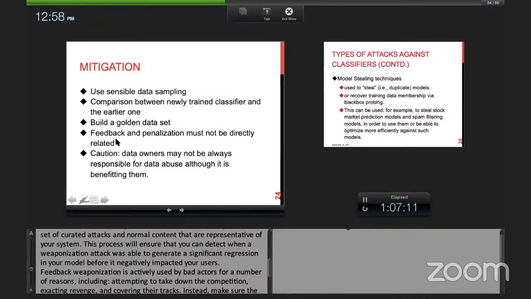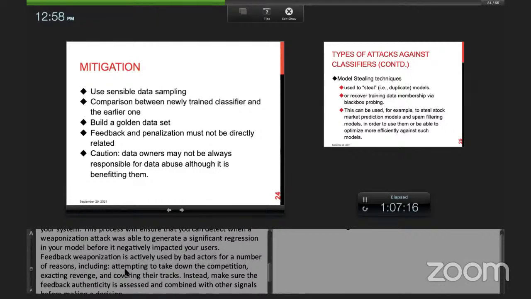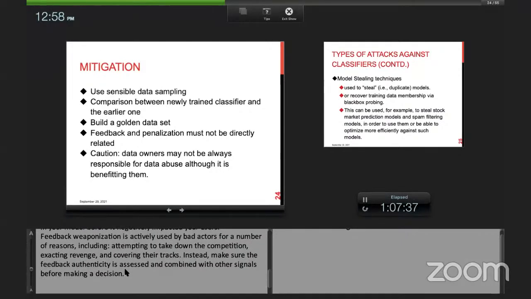However, this feedback and penalization must not be directly related. Basically, that means feedback weaponization may be used by bad actors, as I was telling you. It may be targeted at taking down some competition, exacting some revenge, covering tracks, etc. In many ways it may be used. But you can make sure that the feedback authenticity is assessed.